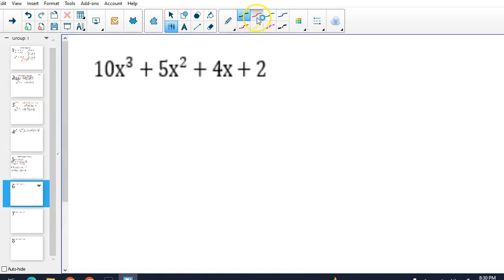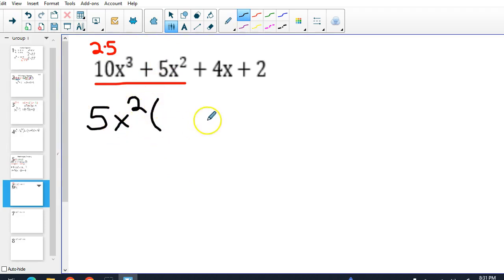So, let's look at what we have in common between our first two terms here. Both of them have a factor of 5 in there, because 10 is 2 times 5. And they both have an x squared. So we're going to factor out the 5x squared. What's left on the inside: 10 divided by 5 is 2. X cubed divided by x squared is going to be x. 5x squared divided by 5x squared will just be plus 1.